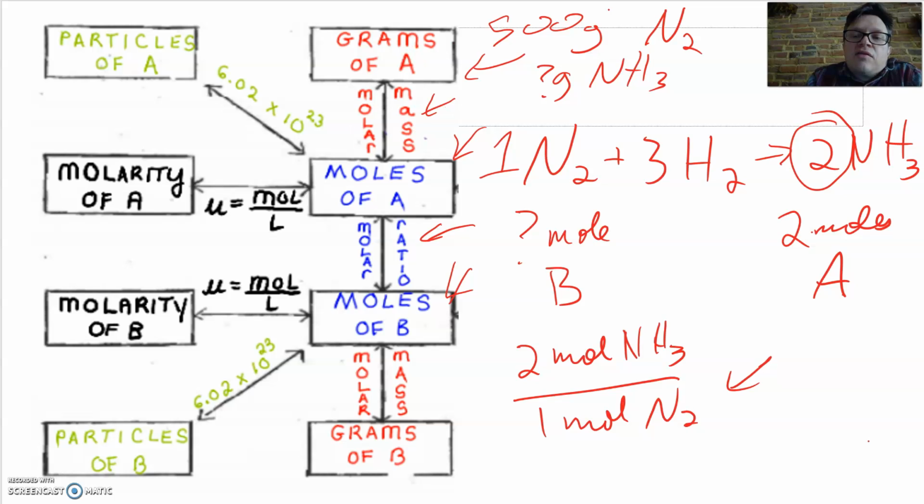We're eventually getting to grams of B here, so we would have to also use the molar ratio. In other words, once I figure out how many moles of nitrogen this is, I'm going to know that I'll get 2 times that many moles of ammonia out of it. And then once I have that many moles of ammonia, I will have to figure out how many grams of ammonia that is. All right, so that is just a quick overview of what this is all about.